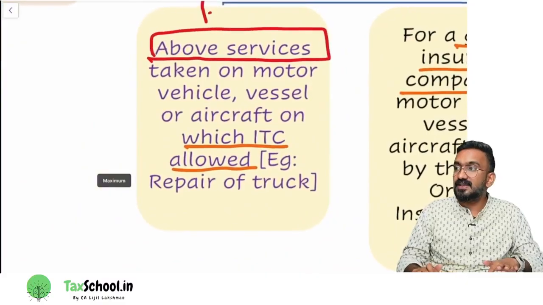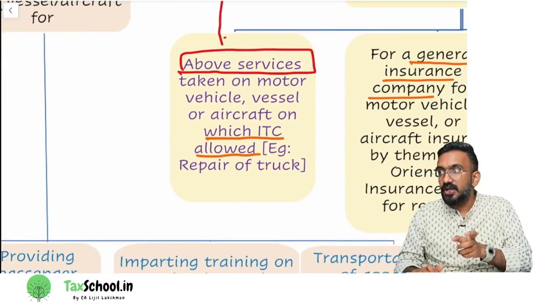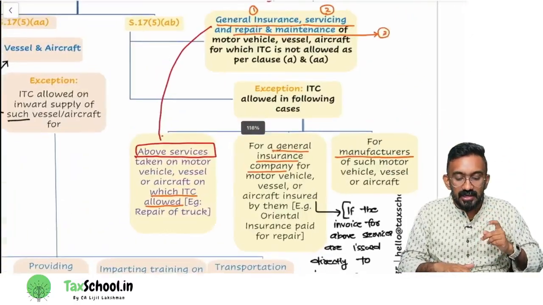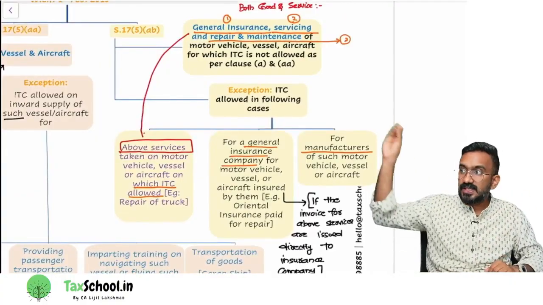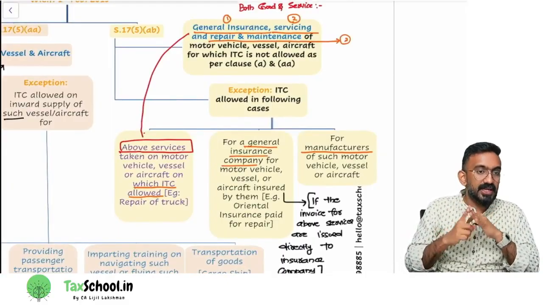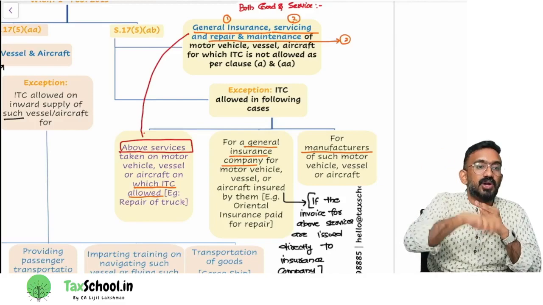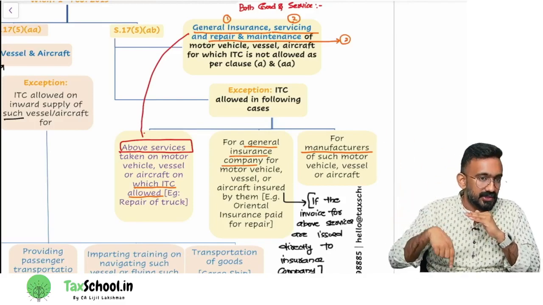Above services are taken on motor vehicle, vessel or aircraft on which ITC is allowed. Repair of the truck, general insurance on buses, all of this you can take ITC because your three services, general insurance, servicing, repair and maintenance, will be blocked only if at the time of purchase you cannot take credit. If at the time of purchase you can take credit, these three services also you can take credit.